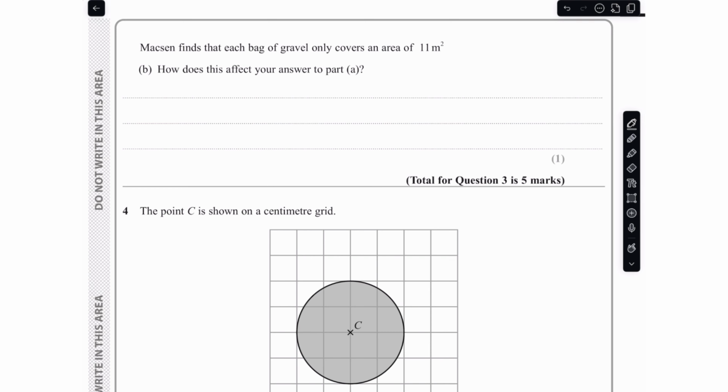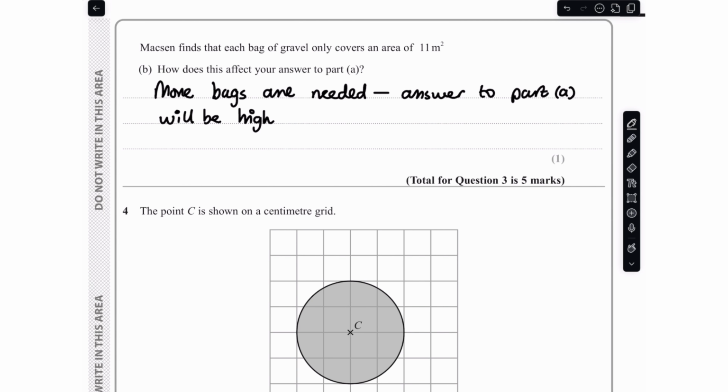So that means that each bag of gravel covers a smaller area, therefore more bags will be needed. So you can simply state that more bags are needed, and so the answer to part A will be higher.